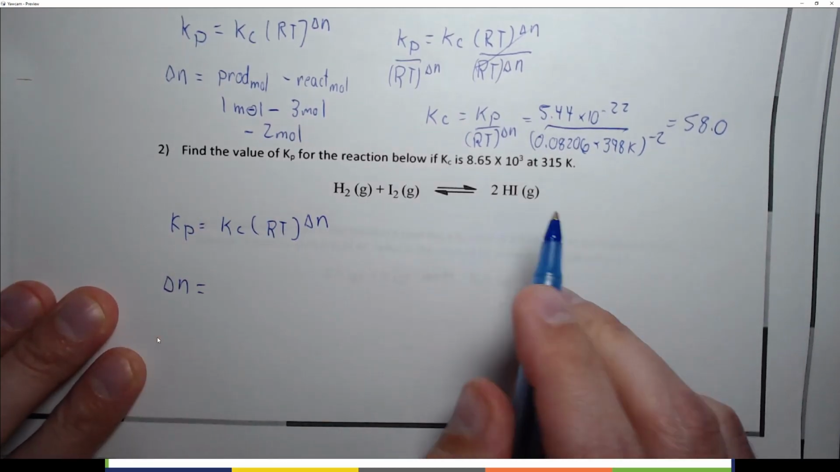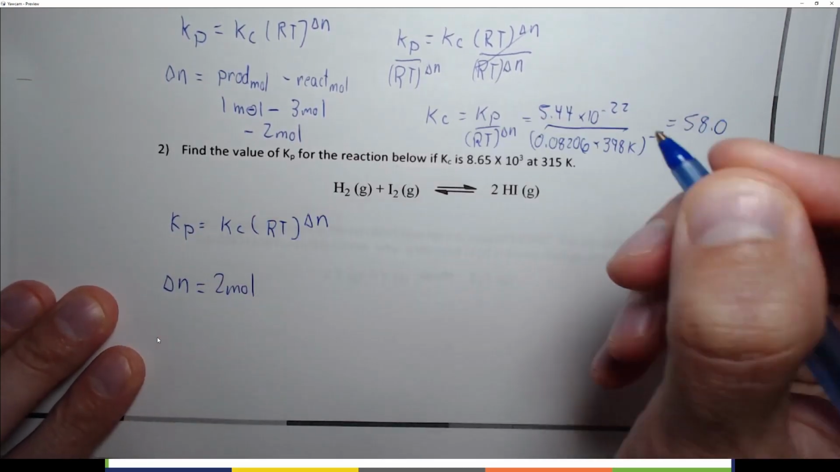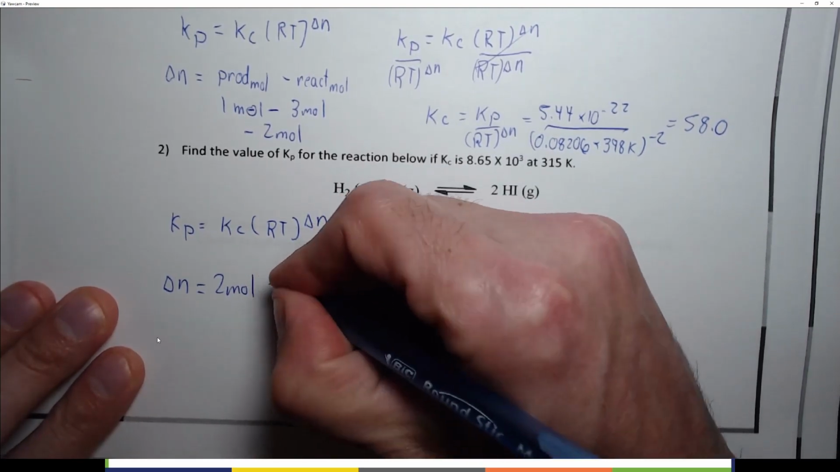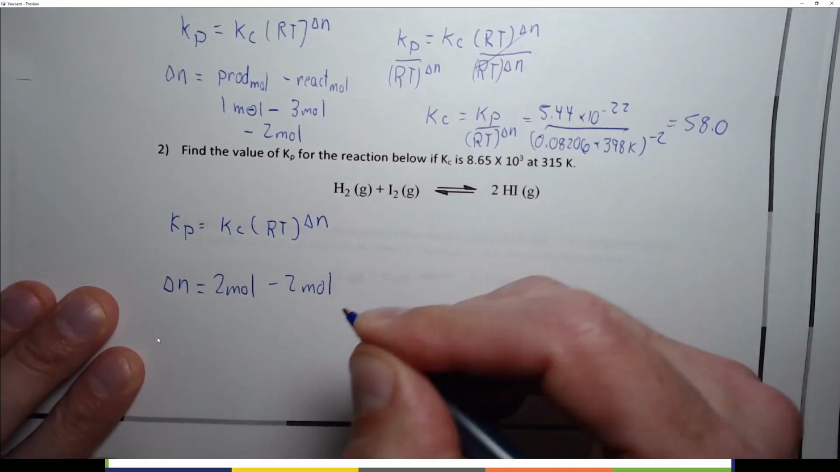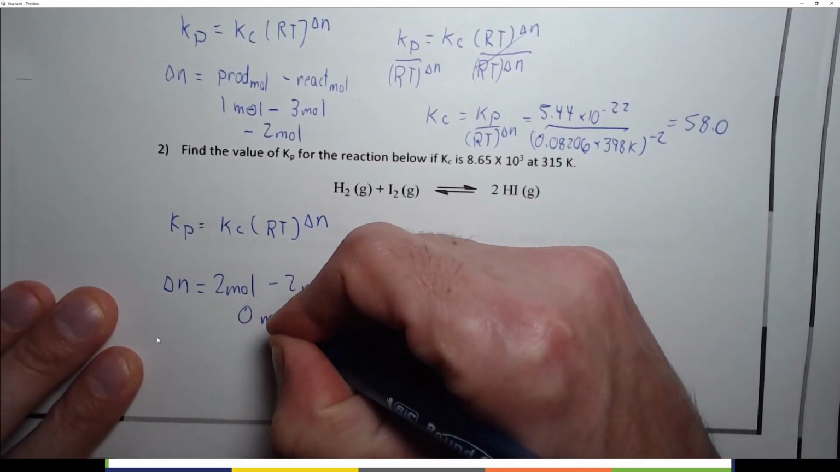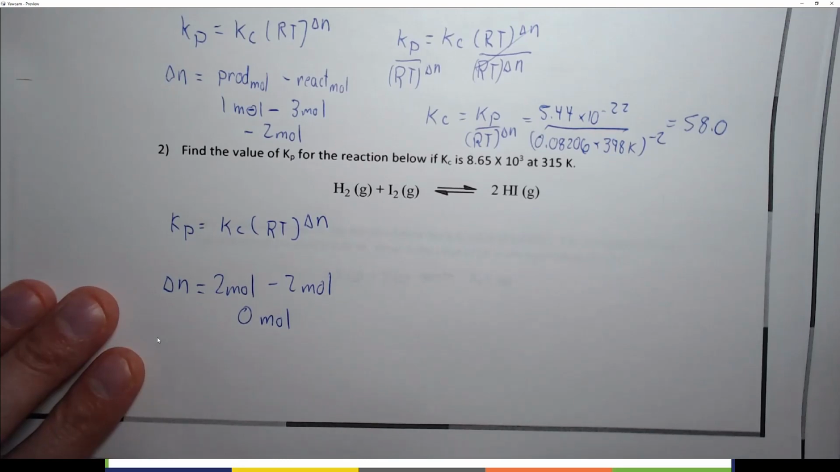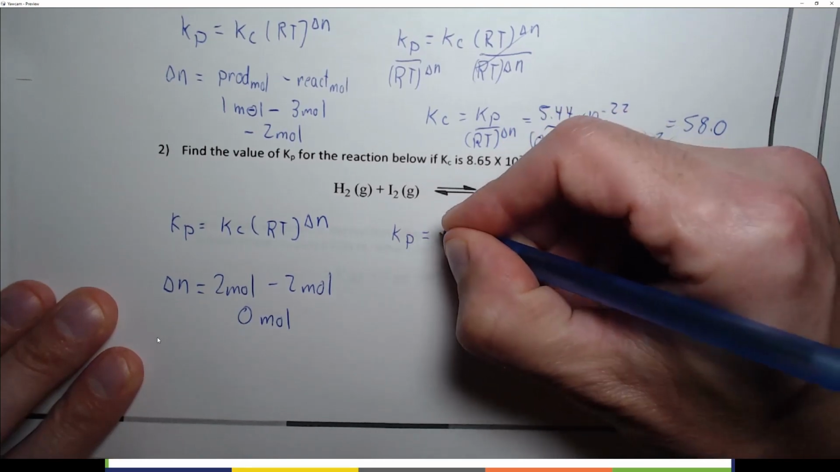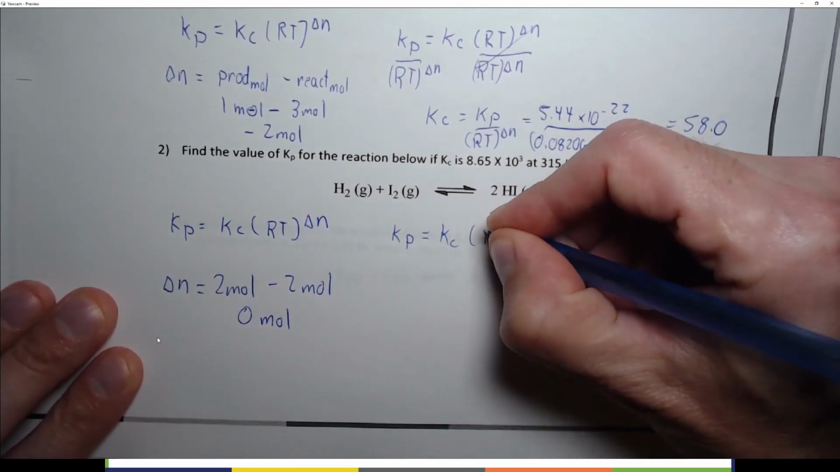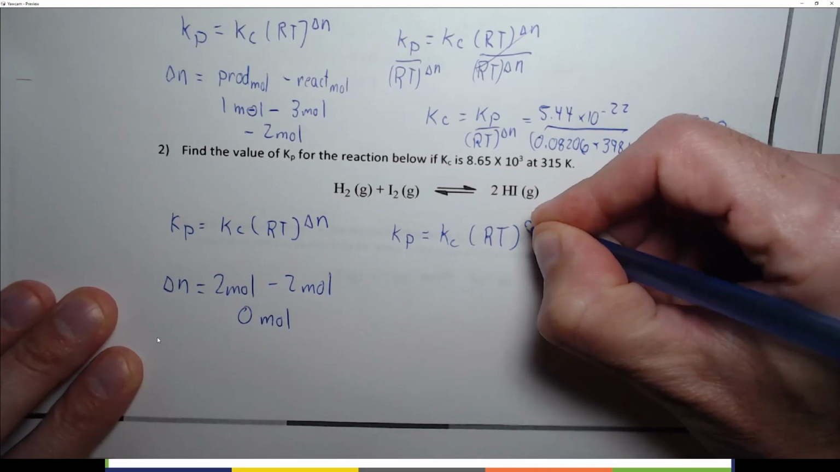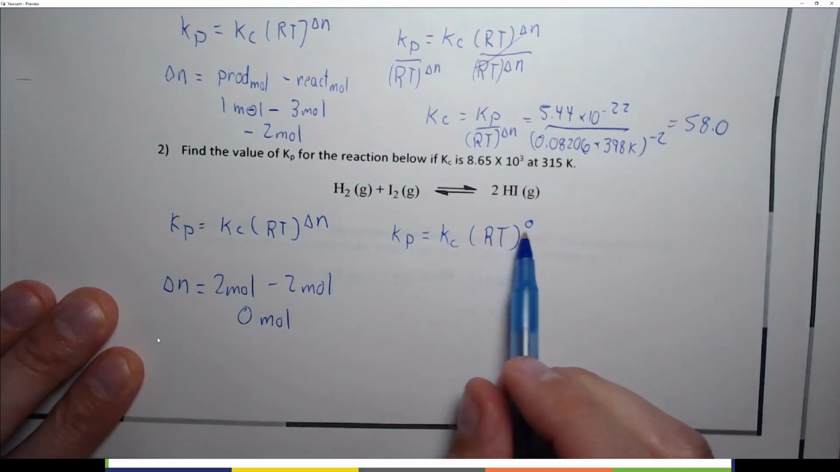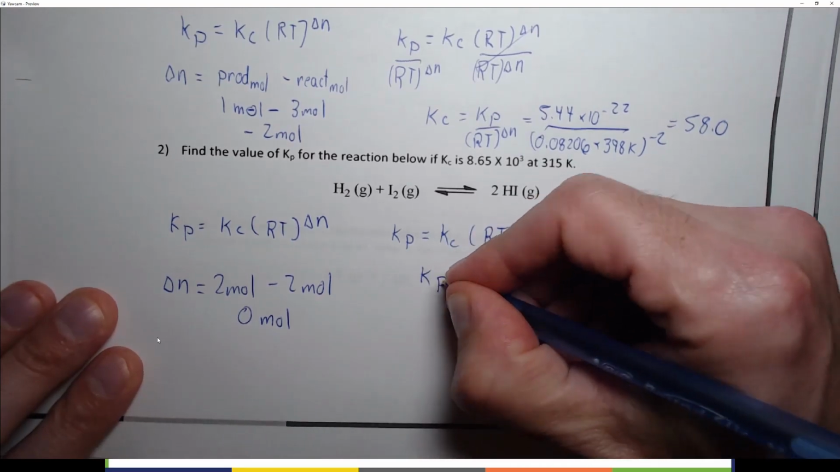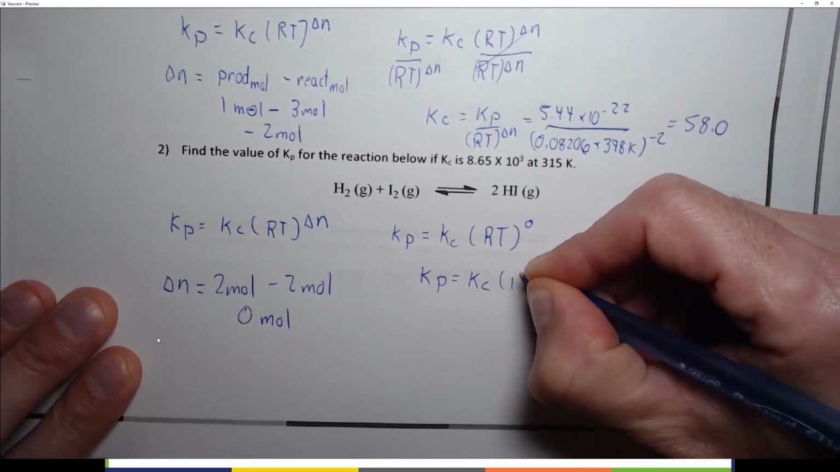Delta N: on the product side, we have 2 moles. And on the reactant side, we also have 2 moles, which means delta N is 0 moles. No moles of gas changed. So what we have is Kp equals Kc times RT to the 0. Well, what is RT to the 0 going to be? Any number raised to the 0 power is 1. So Kp equals Kc times 1.